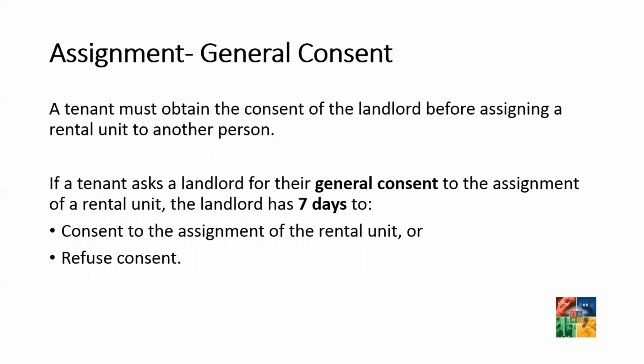There are two types of consent a landlord can give when a tenant asks for permission to assign the rental unit. The first type is general consent to assign the unit to another person. When a tenant asks for general consent, the landlord has 7 days to respond and either consent to the assignment or refuse consent.